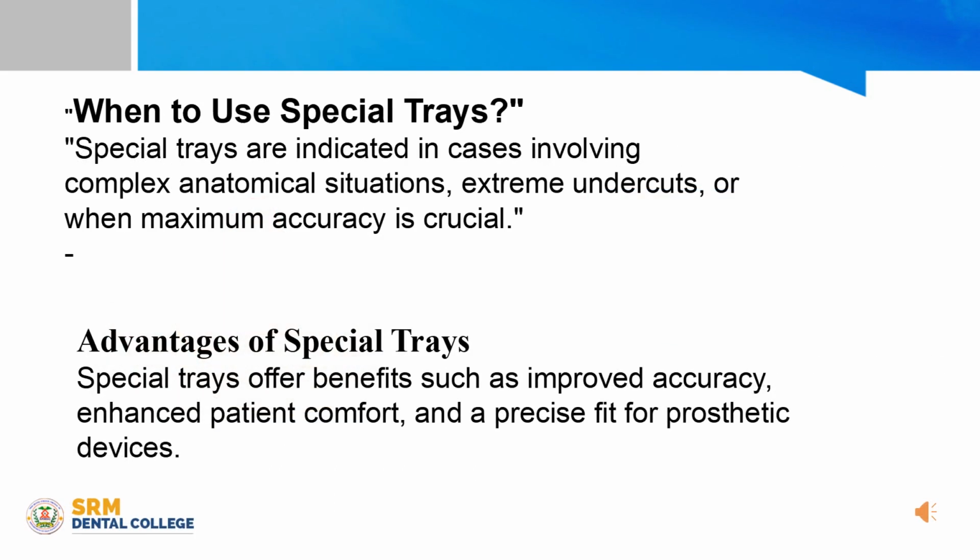When to use special trays? Special trays are indicated in cases involving complex anatomical situations, extreme undercuts, or when maximum accuracy is crucial. Advantages of using a special tray is it offers benefits such as improved accuracy, enhanced patient comfort, and a precise fit for prosthetic devices.